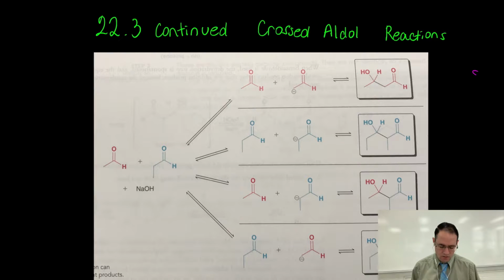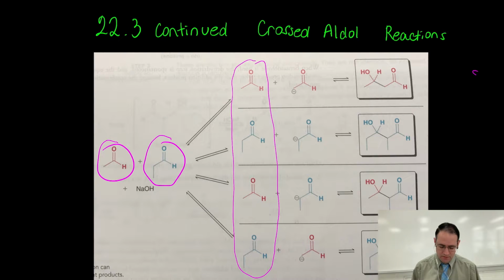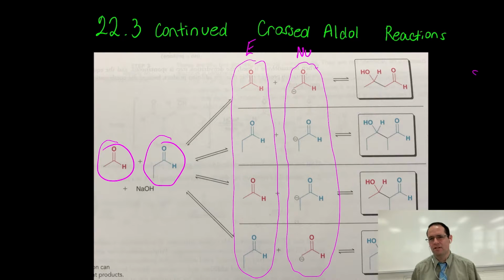Now, in this situation, we have acetaldehyde and propanol, two different molecules that come together. What you have on the left is your electrophile, and on the right, you have the nucleophile. The nucleophile is negatively charged, and that's going to be the thing that attacks the carbonyl carbon of your electrophile. And due to the randomness and the statistical combination of things, there are four different possible reactions that you can have. And so this just gives you a horrid reaction mixture, and it's completely useless.